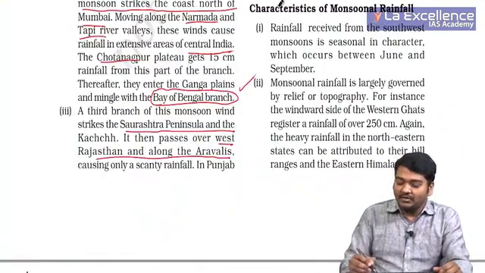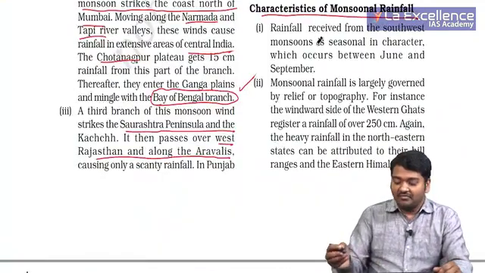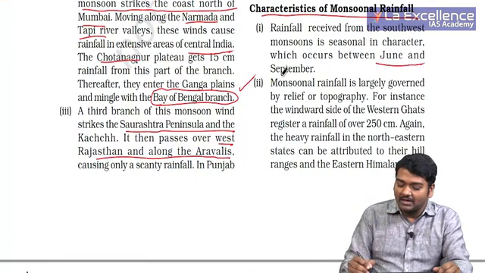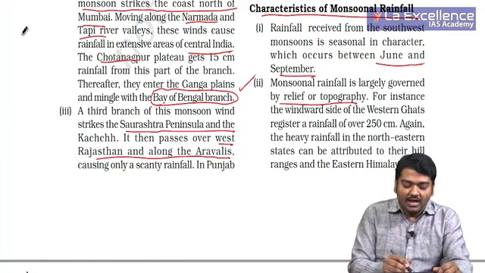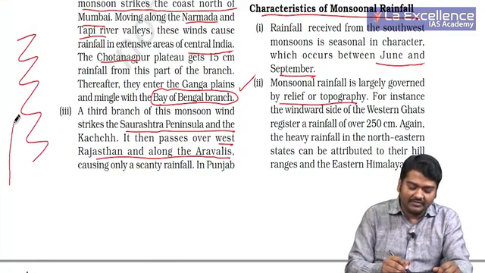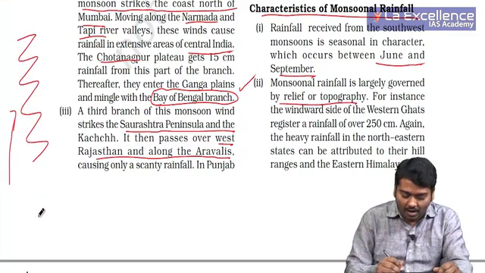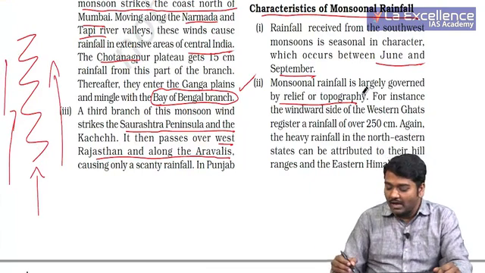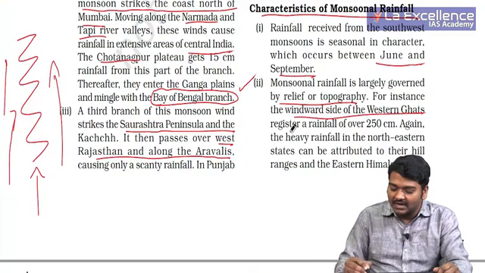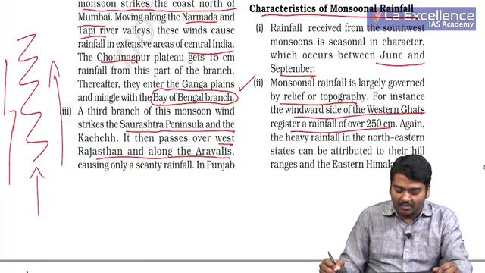Then we need to read about the characteristics of rainfall, which says that the rainfall usually occurs between June and September. Monsoonal rainfall is largely governed by relief and topography. That is, if you have Western Ghats like this and winds are blowing like this, they give you rainfall. But winds, if they move parallelly, then they don't give you rainfall. Right? The windward side of the Western Ghats receives, eastern Himalayas receive. All this is very, very important for us.